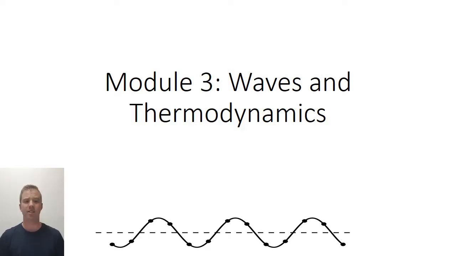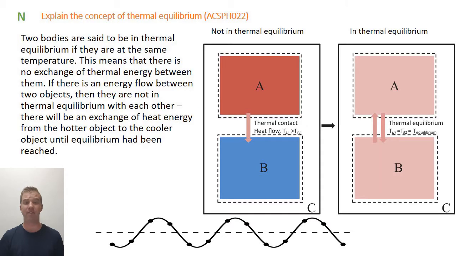In this video, I'm going to explain the concept of thermal equilibrium for the new Year 11 course. Two bodies are said to be in thermal equilibrium if they're at the same temperature. This means there is no exchange of heat energy between them. If there is an energy flow between the two objects, then they are not in thermal equilibrium, and you can see that in the diagrams there.